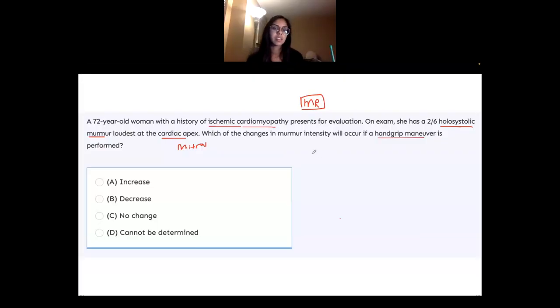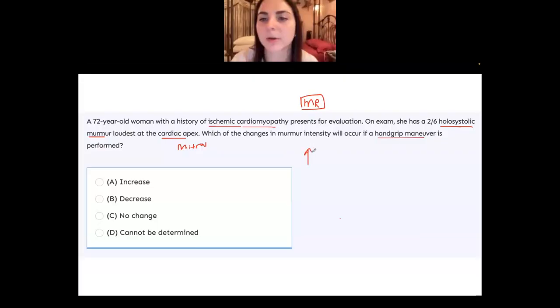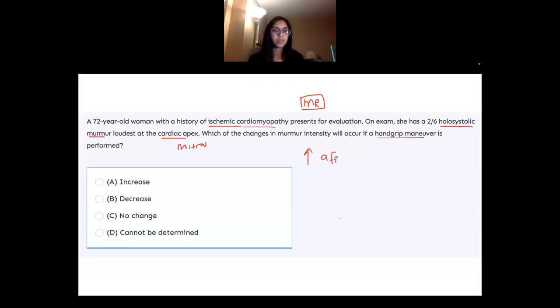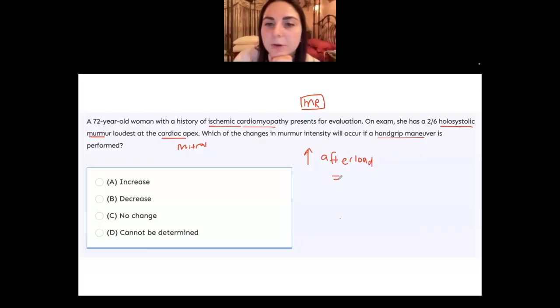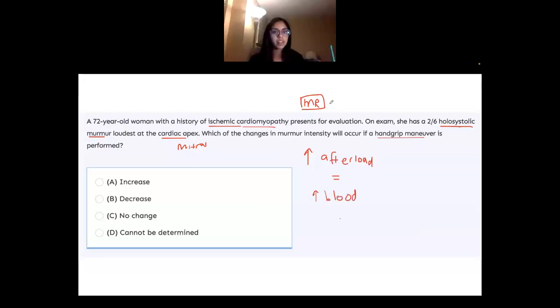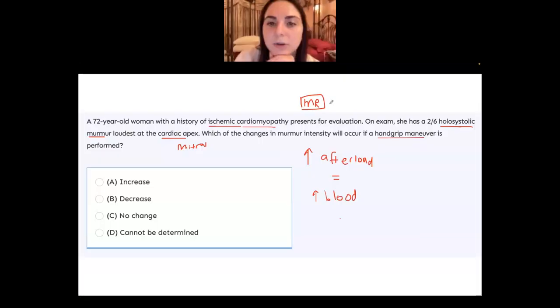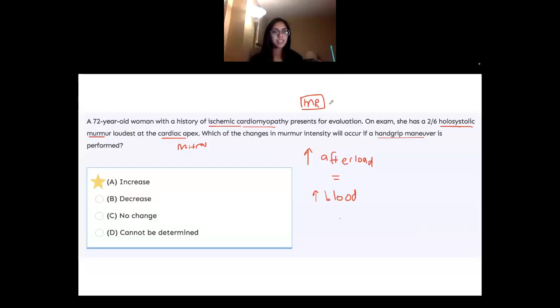So hand grip, what is this? What is hand grip doing? It's increasing resistance, like increasing afterload. And if I'm increasing afterload, is that increasing or decreasing the amount of blood in the heart? That's increasing the amount of blood in the heart. So if I have more blood in the heart, would that increase or decrease a mitral regurg murmur? It would increase. Perfect.